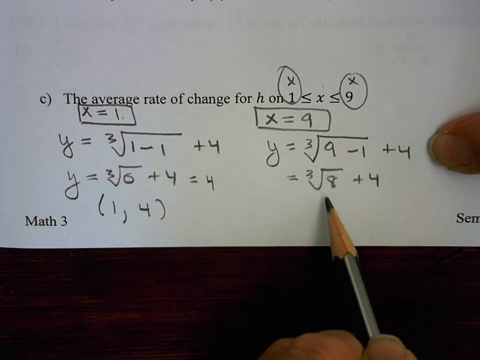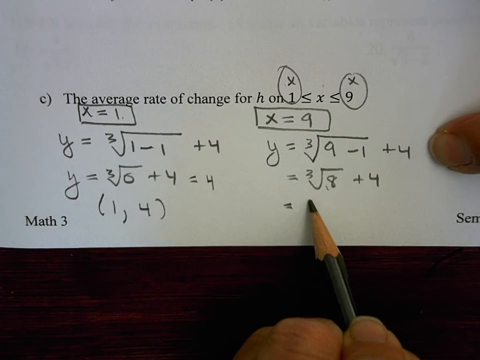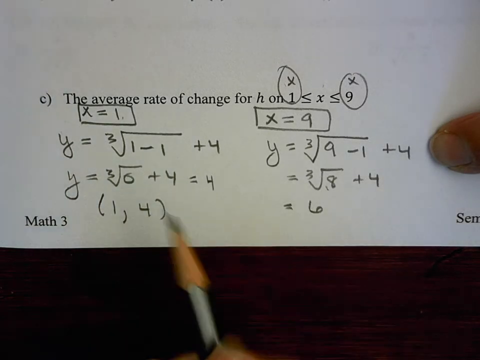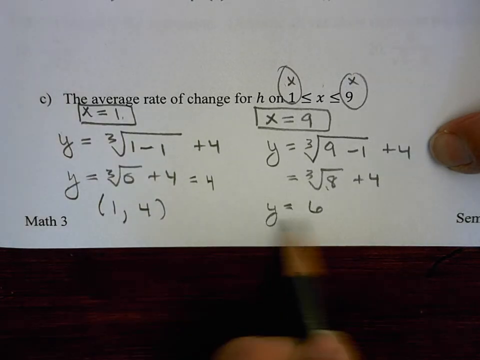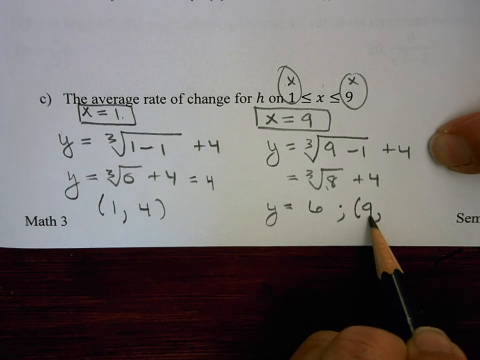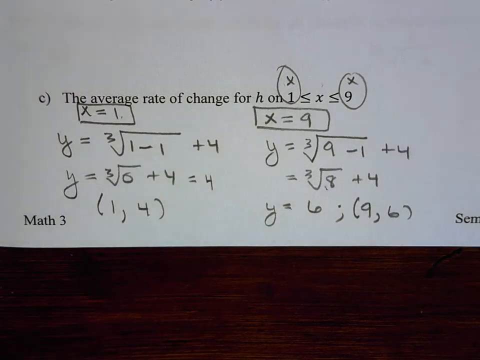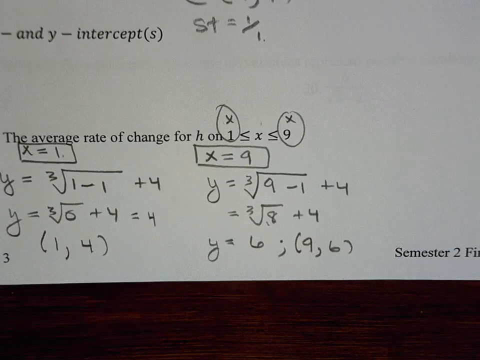And the cube root of 8 is 2. So this is 2, and 2 plus 4 would be 6. So my y value is 6, and that was because I used 9 for x. So when x was 9, my y value was 6. Now that I have my two ordered pairs, I just need to use my formula for finding the average rate of change.